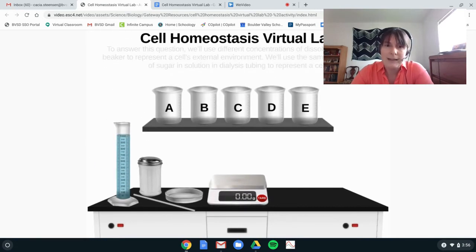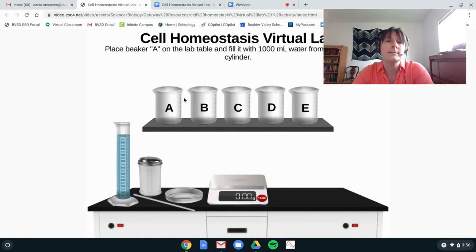I'll be taken into a lab space that has a variety of materials. At the top, I have some beakers. Looks like I have a graduated cylinder filled with water. I have some sugar. I have a stir rod. I have a petri dish, and I have a scale. So it starts by saying place beaker A on the table and fill it with 1,000 milliliters of water from the graduated cylinder.